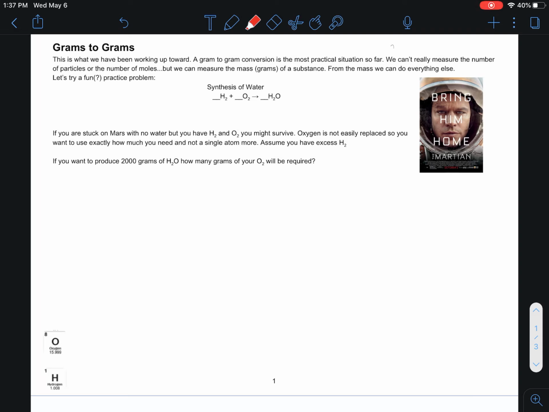If you're engineering something, if you're designing a medicine, those extra things might not just be wasteful, they might be detrimental to the design you're trying to do. So often we want to create precise reactions that use exactly the amount we want. To do this, grams to grams is definitely the most relevant for that reason.